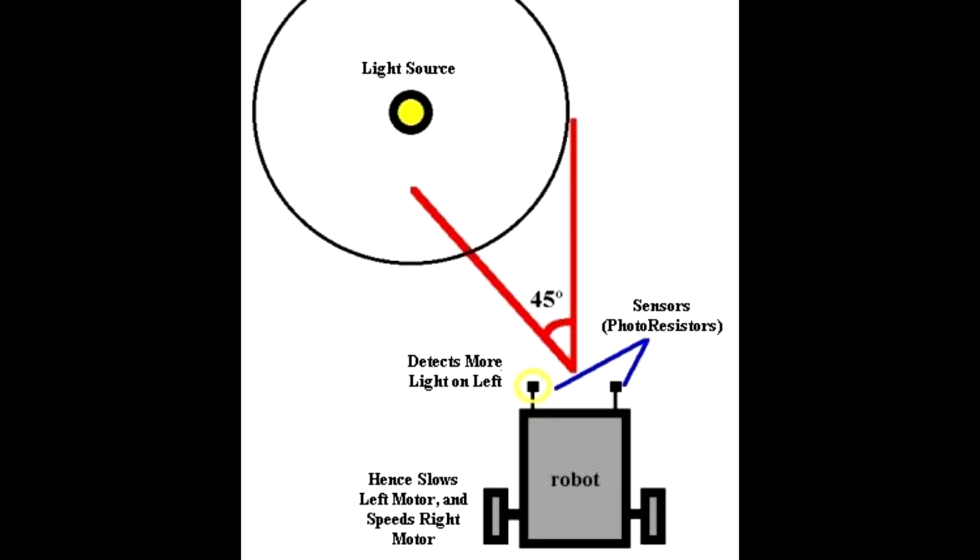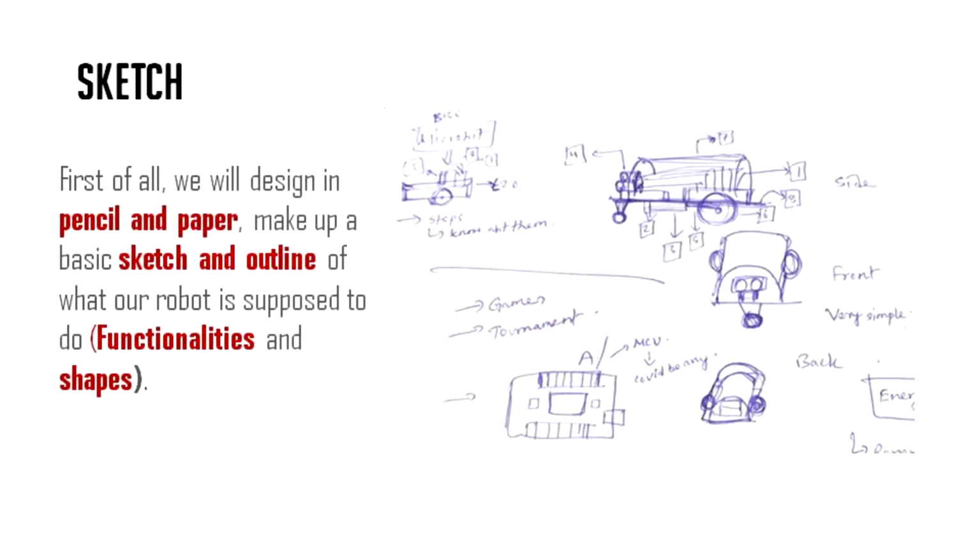Okay, that's your part to do. Once you decide on the functionalities, what we're going to do is sketch the robot designs. It's preferable to do it with a pencil and paper to create the basic sketch and outline of the robot.